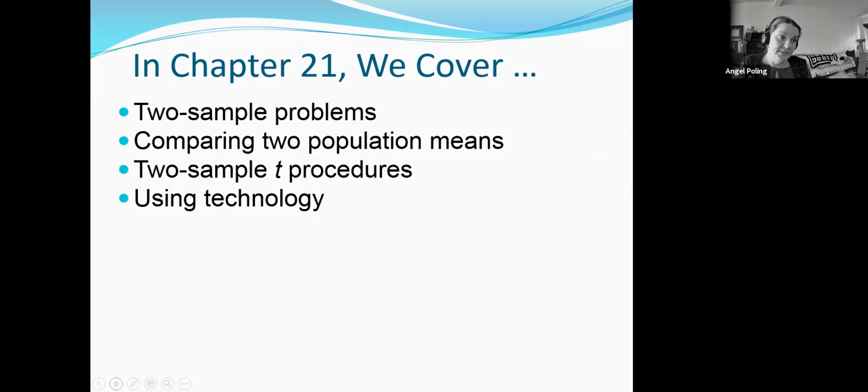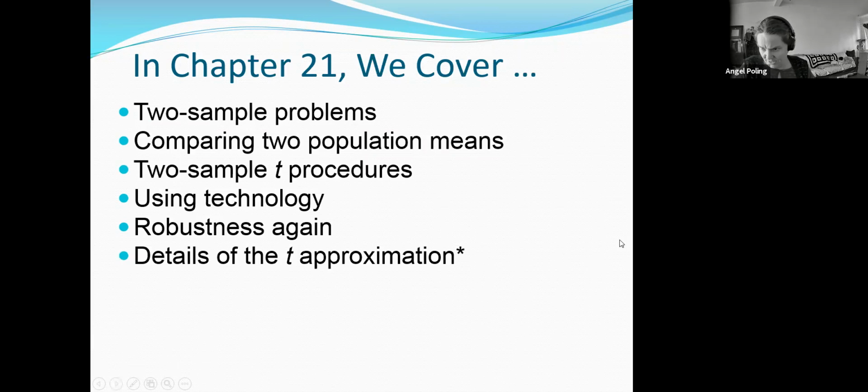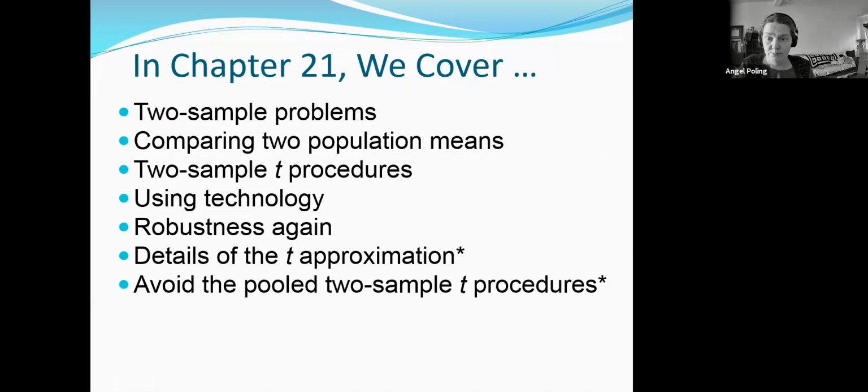They have technology for this, like in your TI-84. Robustness. And then we won't look at the next set of starred topics, details of the T approximation. They are sections in your book. Avoid the pooled two sample T procedures.